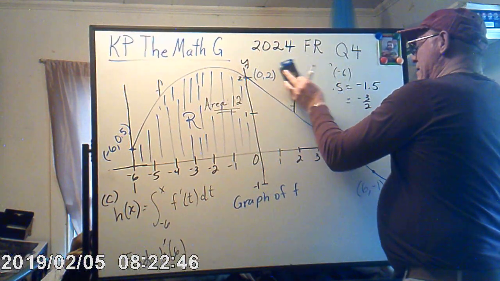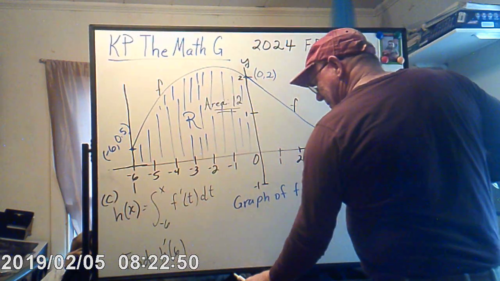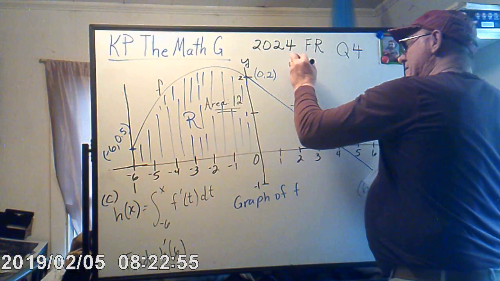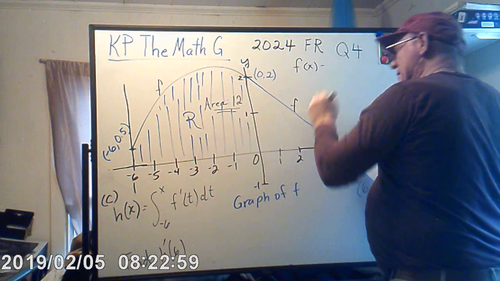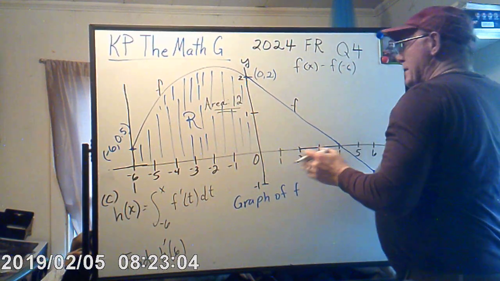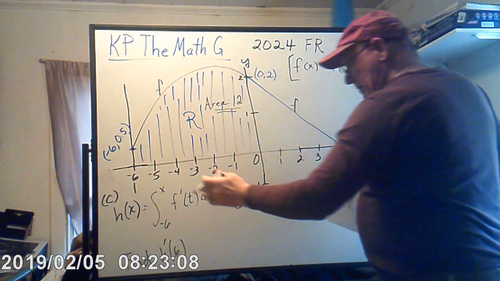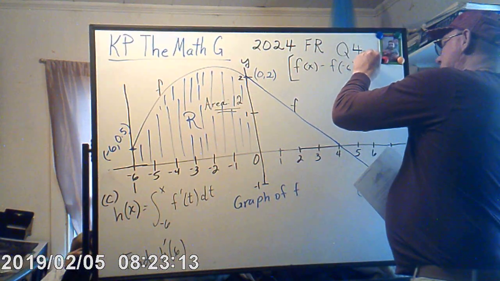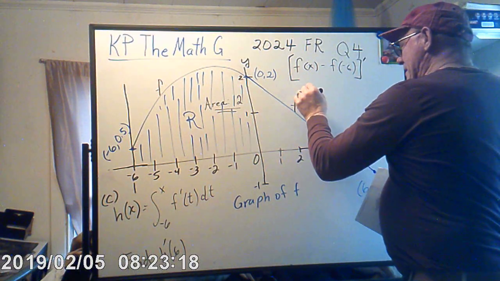We know that the h was given here. That turned out to be f at x minus f at negative 6. If it says find this h prime, well, this is h, so this is h prime, so this is just f prime at x.